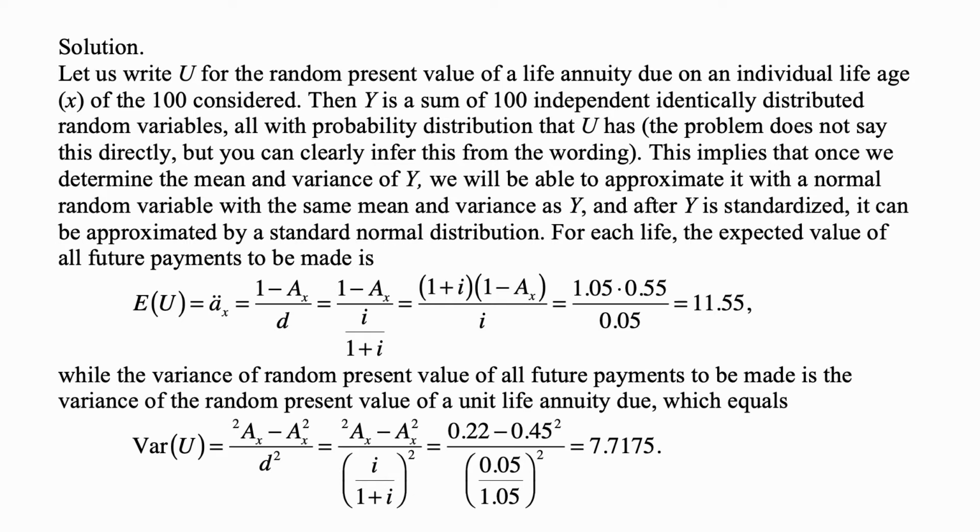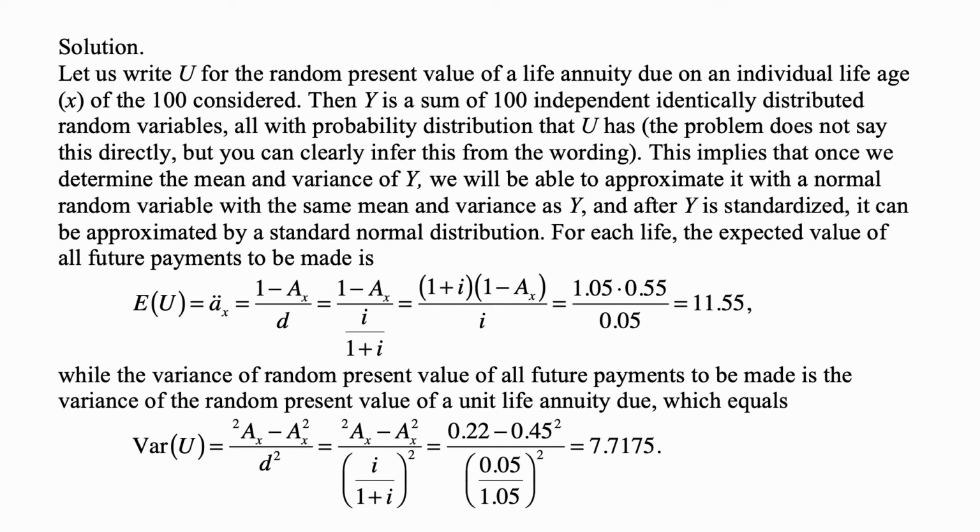For each life, the expected value of all future payments to be made is E of U, which is A double dot X, which is 1 minus AX over D. That's 1 minus AX over I divided by 1 plus I. So 1 plus I times 1 minus AX over I. And that's 1.05 times 0.55 over 0.05, so 11.55.